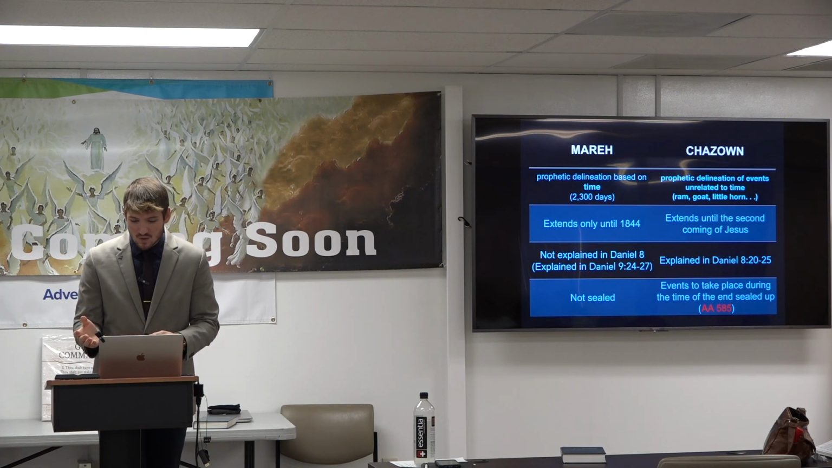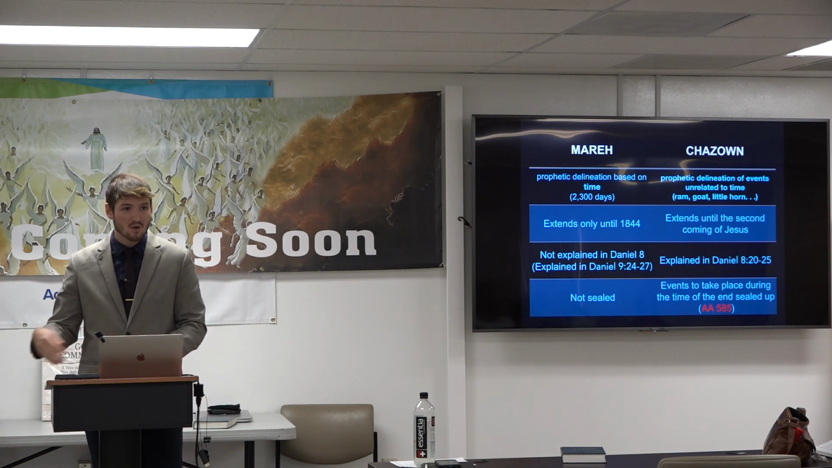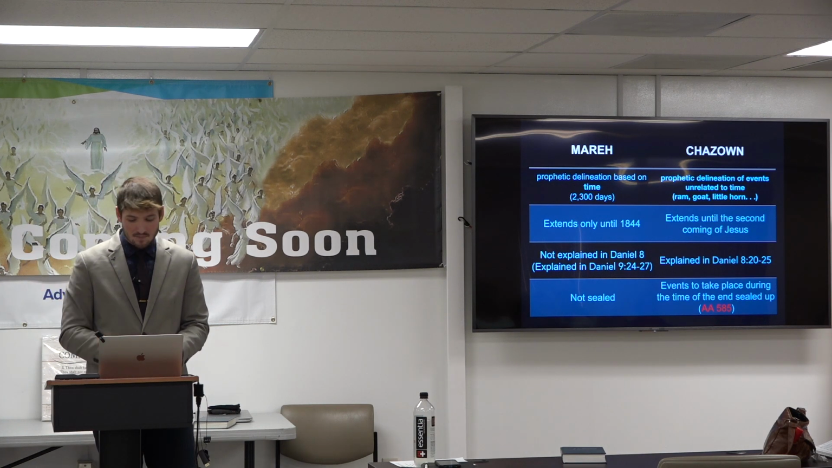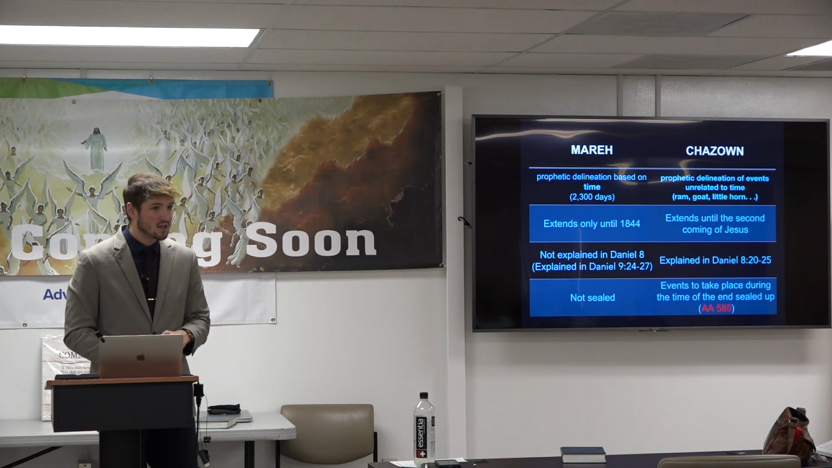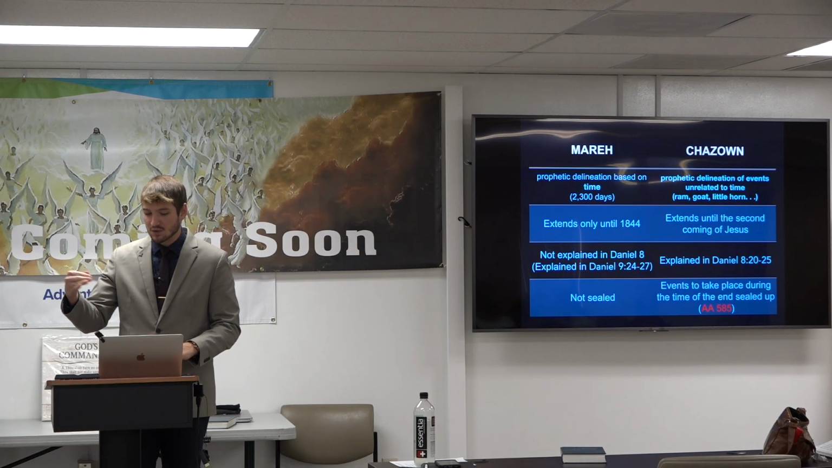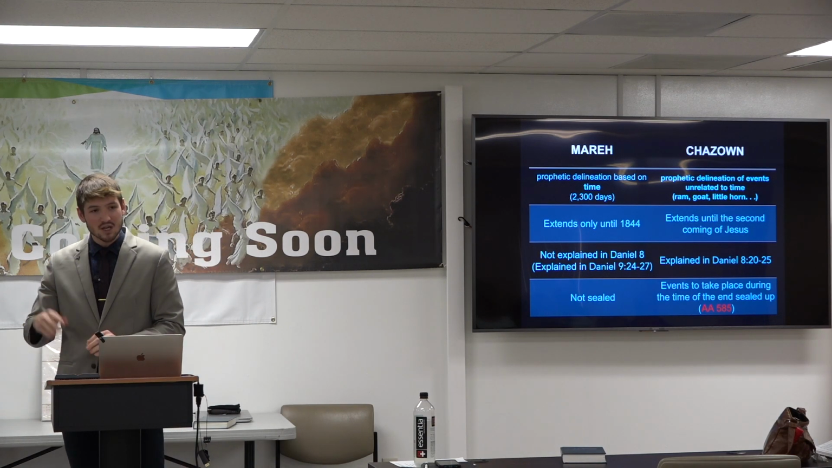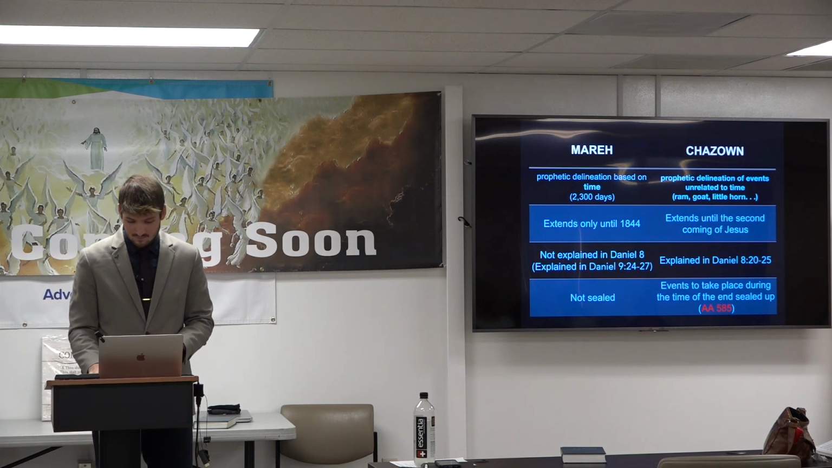The Chazone was explained in Daniel 8:20 to 25. He says, the ram and the goat, which thou sawest, are these nations, these empires. And it says the Mareh was not sealed. He says, many shall understand it, and it is true. But he says the Chazone, these events were sealed up to the time of the end. So nobody could understand them until God would signal that they're able to be understood after a time.